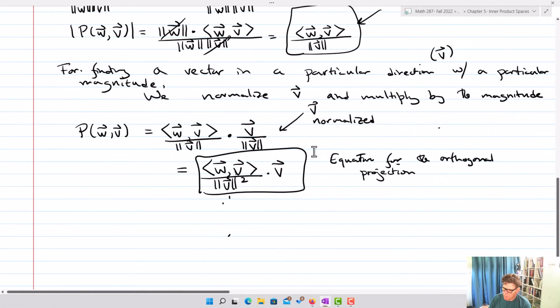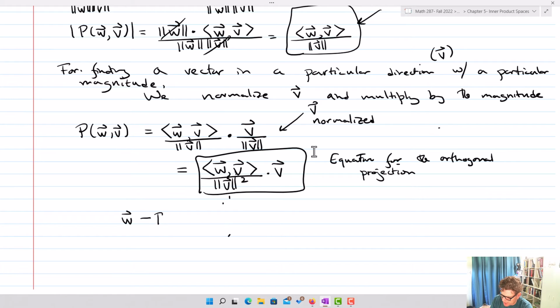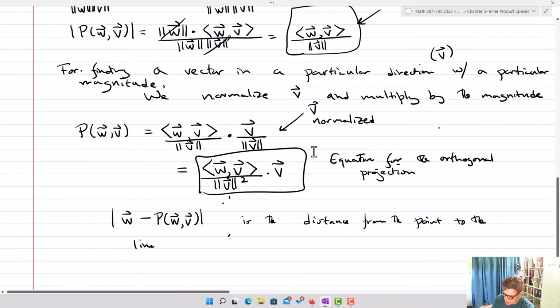Let's see what that means. Once we've found P of WV, all we need to do is take the equation for W minus P of WV, and its magnitude is the distance from the point to the line. So we're going to use this process.